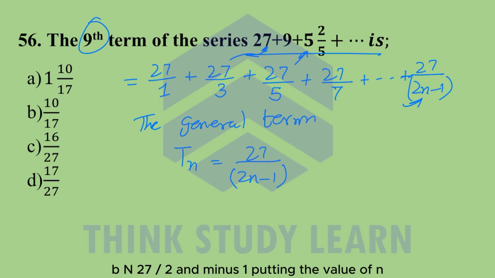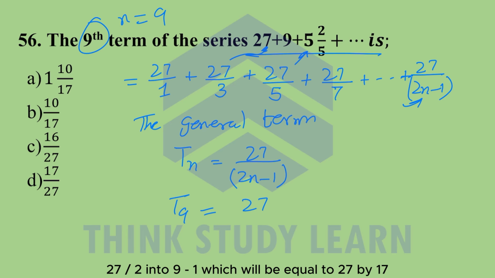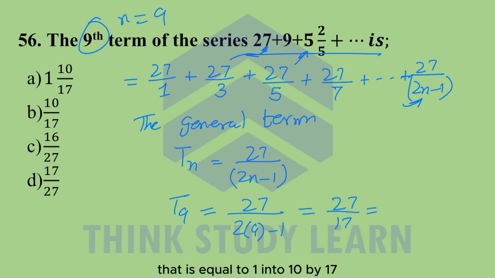Putting the value of n equal to 9 in this general term will give us the ninth term of this series, 27 divided by 2 into 9 minus 1, which will be equal to 27 by 17, that is equal to 1 and 10 by 17. A option is the right answer.